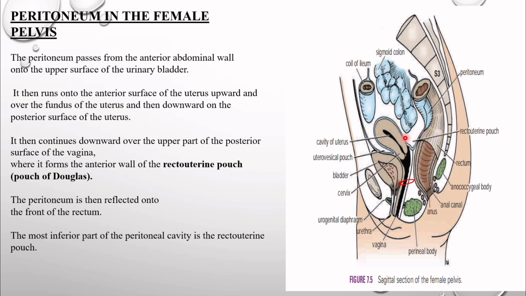There are potential spaces of herniations here. This space is also called the pouch of Douglas. And this is the perineal body, which is also supporting the uterus. Right, let us move on.